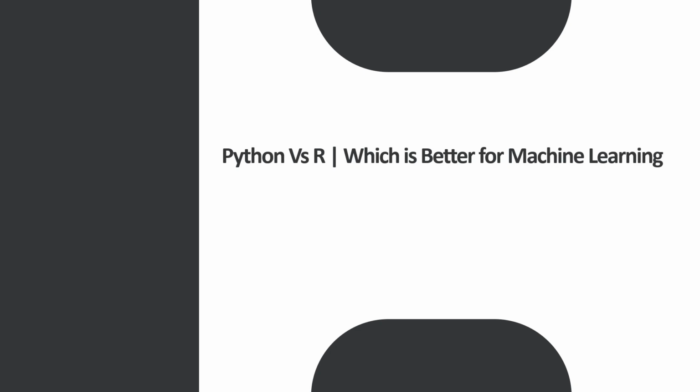R and Python are two powerful programming languages, each with its own strengths. But which one is the right choice for you? Whether you are working in data science, finance, automation, or research, choosing the right tool can make a huge difference. In this video, we will compare these two powerful programming languages and see how they perform across different domains.